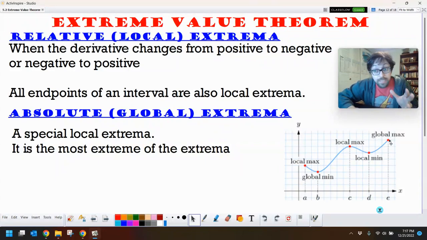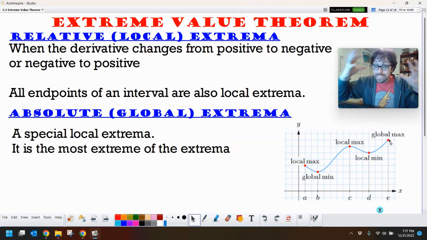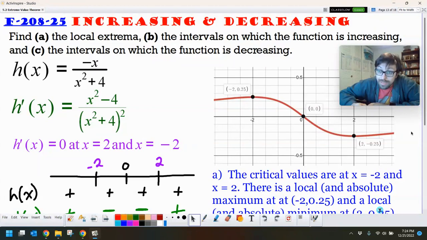So this is a local extrema, and it's an absolute extrema because it's the biggest one. This is a local extrema, but it's a special extrema. It is the smallest one, so it is the absolute minimum, or the absolute extrema. So let's take a look at this in action.